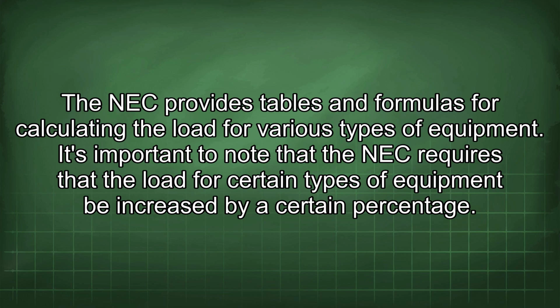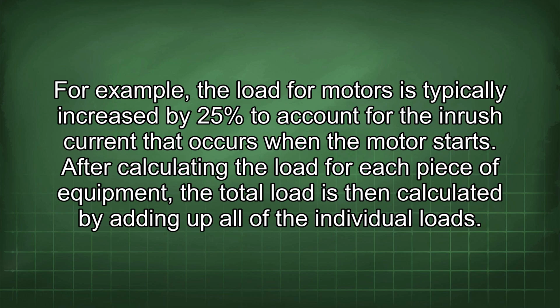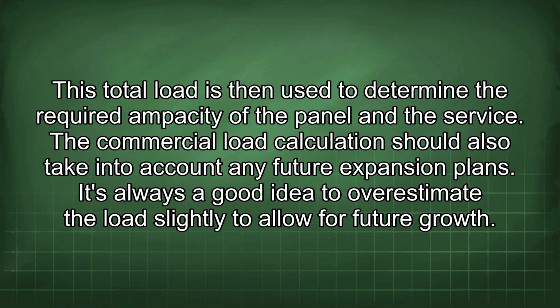The NEC provides tables and formulas for calculating the load for various types of equipment. It's important to note that the NEC requires that the load for certain types of equipment be increased by a certain percentage. For example, the load for motors is typically increased by 25% to account for the inrush current that occurs when the motor starts. After calculating the load for each piece of equipment, the total load is then calculated by adding up all of the individual loads. This total load is then used to determine the required ampacity of the panel and the service.